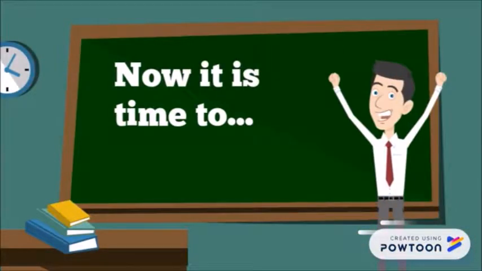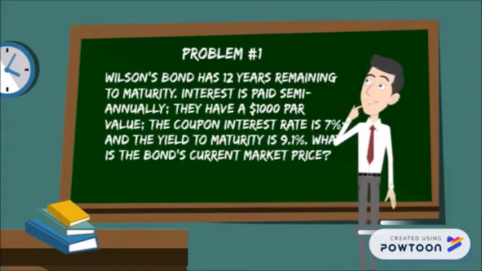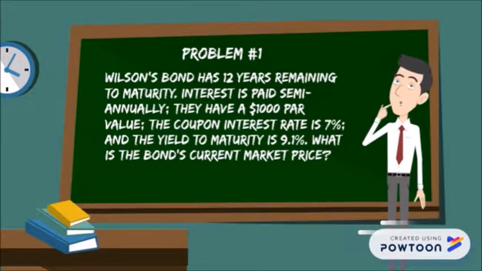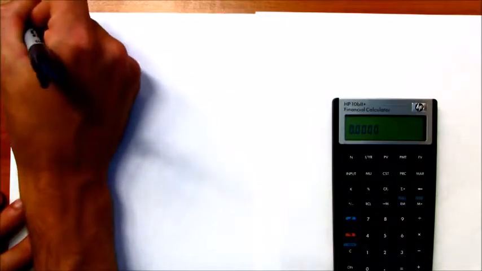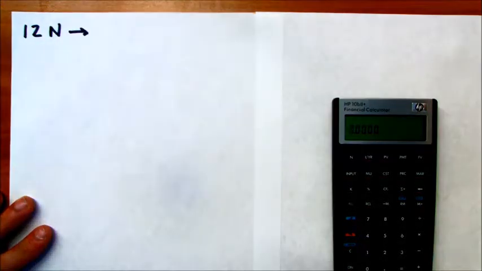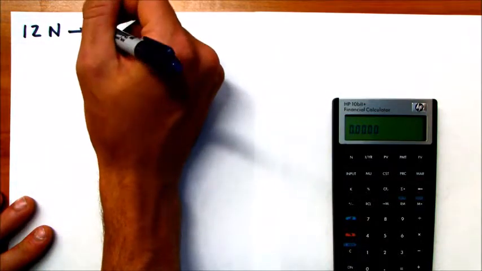Now it is time to practice. Wilson's bond has 12 years remaining to maturity. Interest is paid semi-annually. They have $1,000 par value. The coupon rate is 7%, and the yield to maturity is 9.1%. What is the bond's current market price? This is represented as 12N, but it is now translated to 24N because it is 12 times 2, representing the semi-annual.